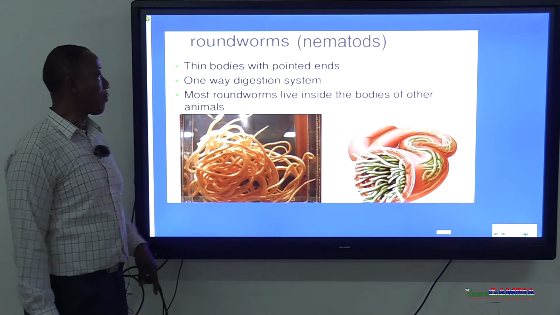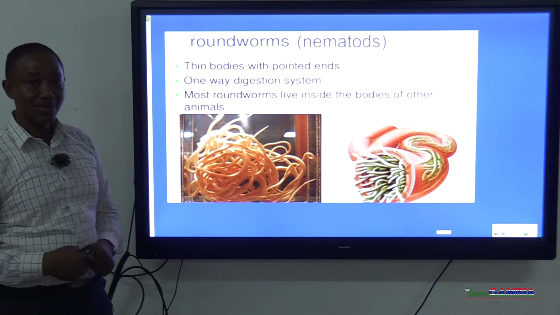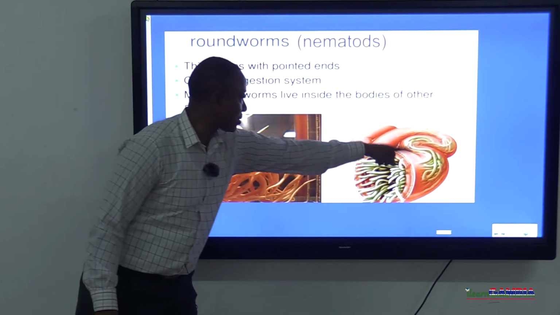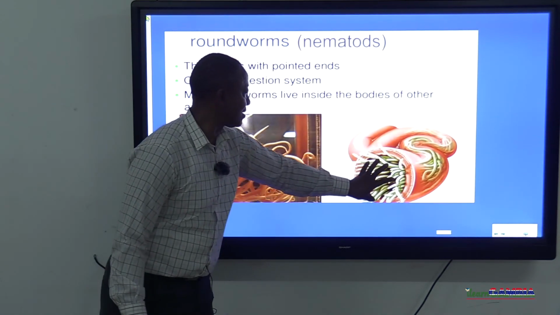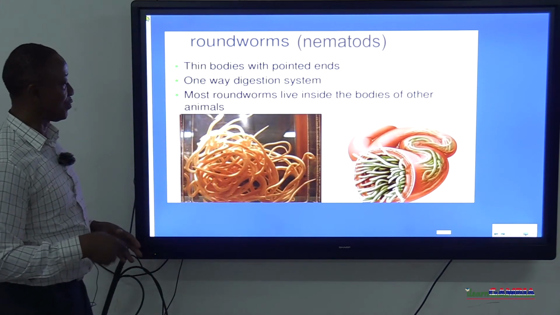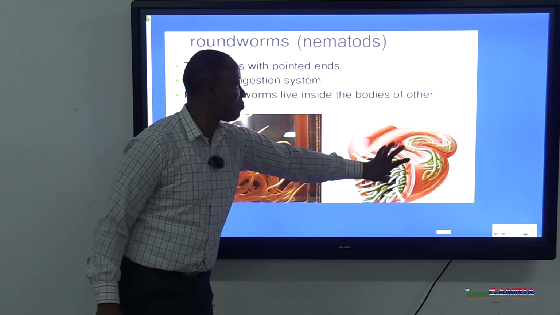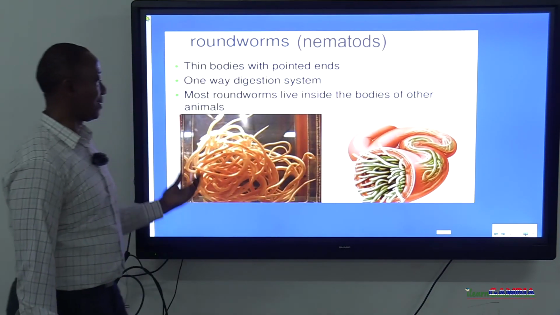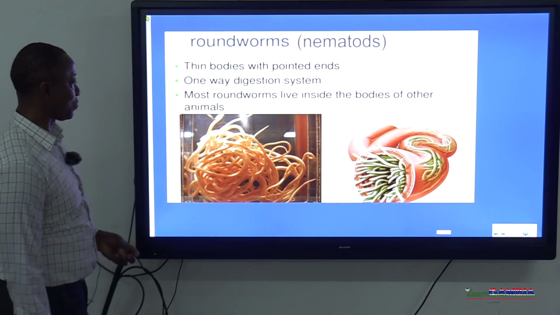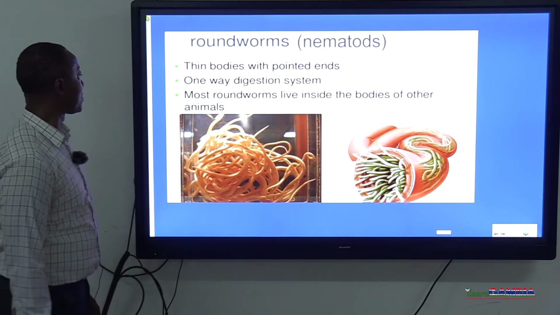Now, most of these roundworms live inside the bodies of other animals. They live as parasites. Now, this one is a gut, probably a human gut, and you can see how these worms have overcrowded there because they reproduce themselves at a very high rate. If this happens, they sometimes block the gut. Food cannot pass, and that person might suffer a serious situation. They might even lead to death. This is a collection of some roundworms.